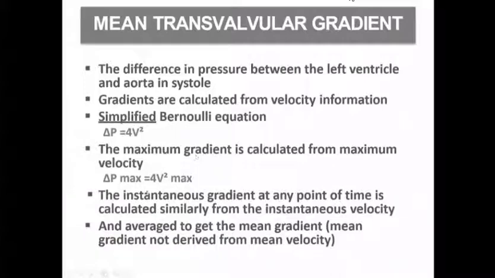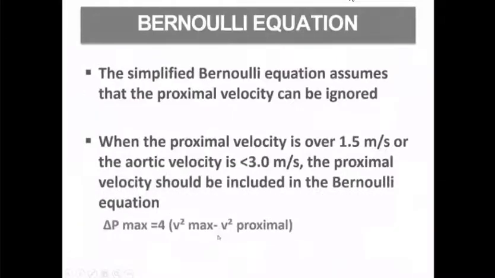The mean gradient is also calculated from the velocity: the instantaneous gradient at any point of time is calculated from the instantaneous velocity, and these are averaged to get the mean gradient. The mean gradient is not derived from the mean velocity. So this was Bernoulli's equation, simplified. I'm not going to describe it much, but you should know this Bernoulli equation.